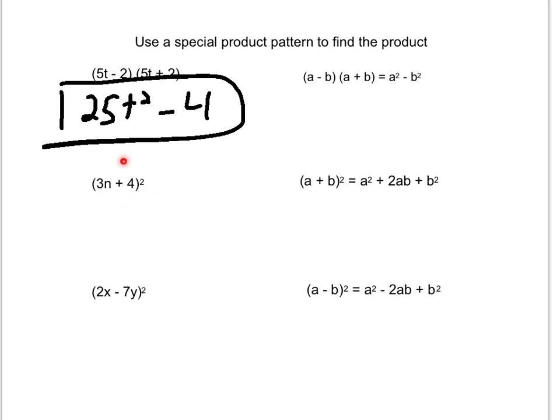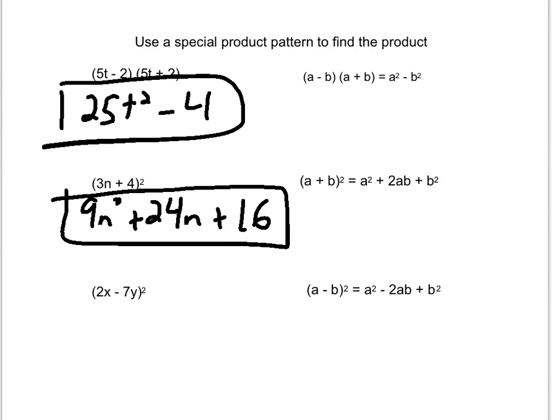Okay, here we've got an addition binomial that's squared. So that follows this pattern. I'm going to take the first term, 3n, and square it. 3n times 3n is 9n squared, plus 2 times the first term times the second term. Well, 2 times 4 is 8, and 8 times 3n is 24n, plus the last term squared, 16.